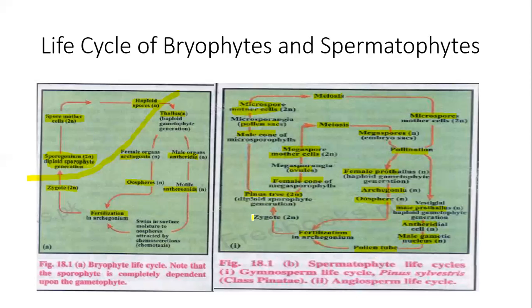After fertilization, a zygote will be formed that will be diploid, and this diploid zygote will give rise to the sporophytic generation. The same as in bryophyte, in gymnosperm also alternation of generation will take place.